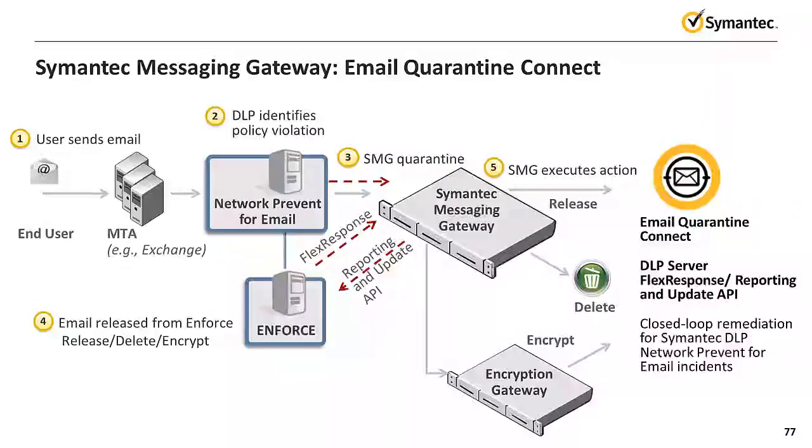Email Quarantine Connect is the integration between Symantec Messaging Gateway, or SMG, and Symantec DLP for the detection and remediation of sensitive messages, enabling organizations to remediate the resulting incidents on either platform. The integration relies on the Symantec DLP reporting and update API. Typically, the integration is intended for a workflow where Symantec DLP applies response rules to analyzed email messages and sends suspect messages to SMG, where they are quarantined pending further remediation.